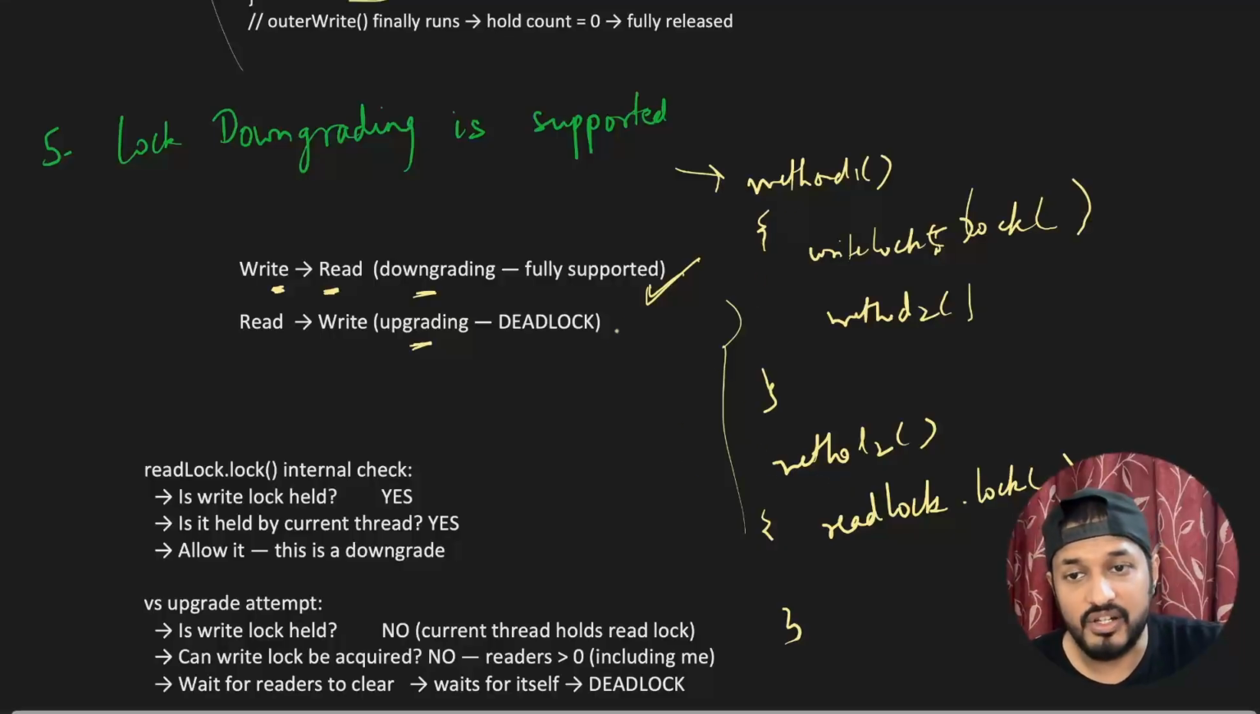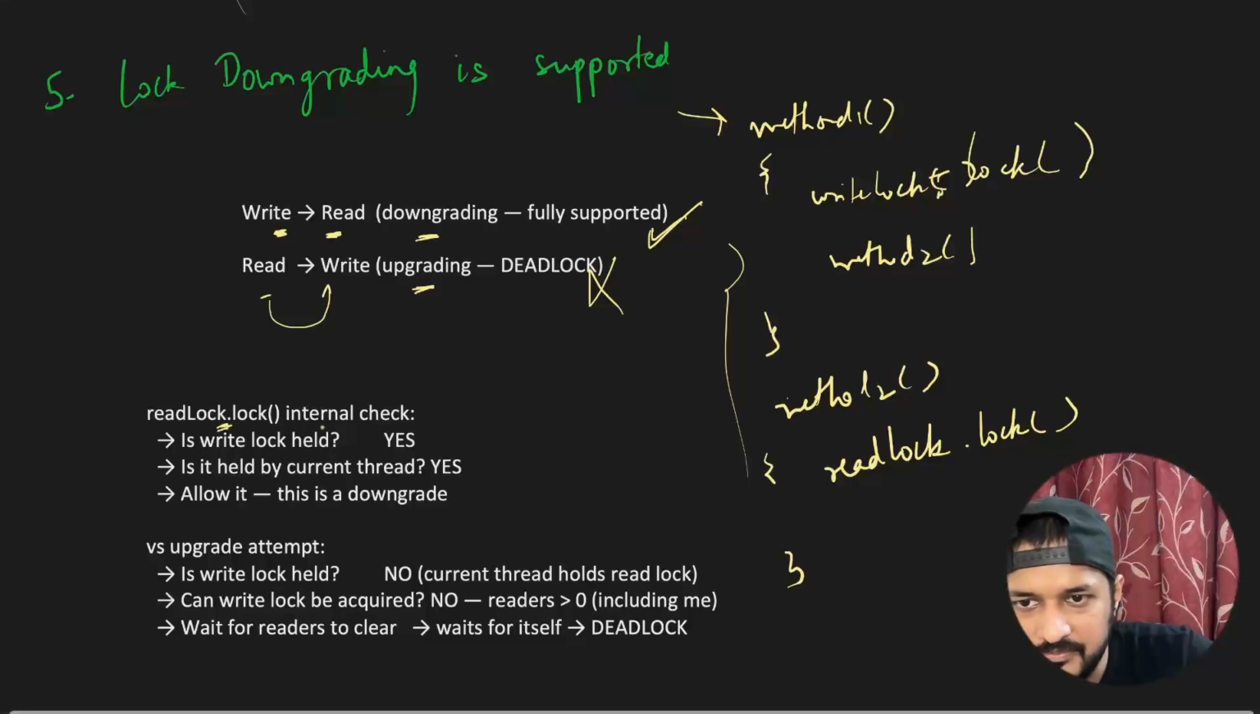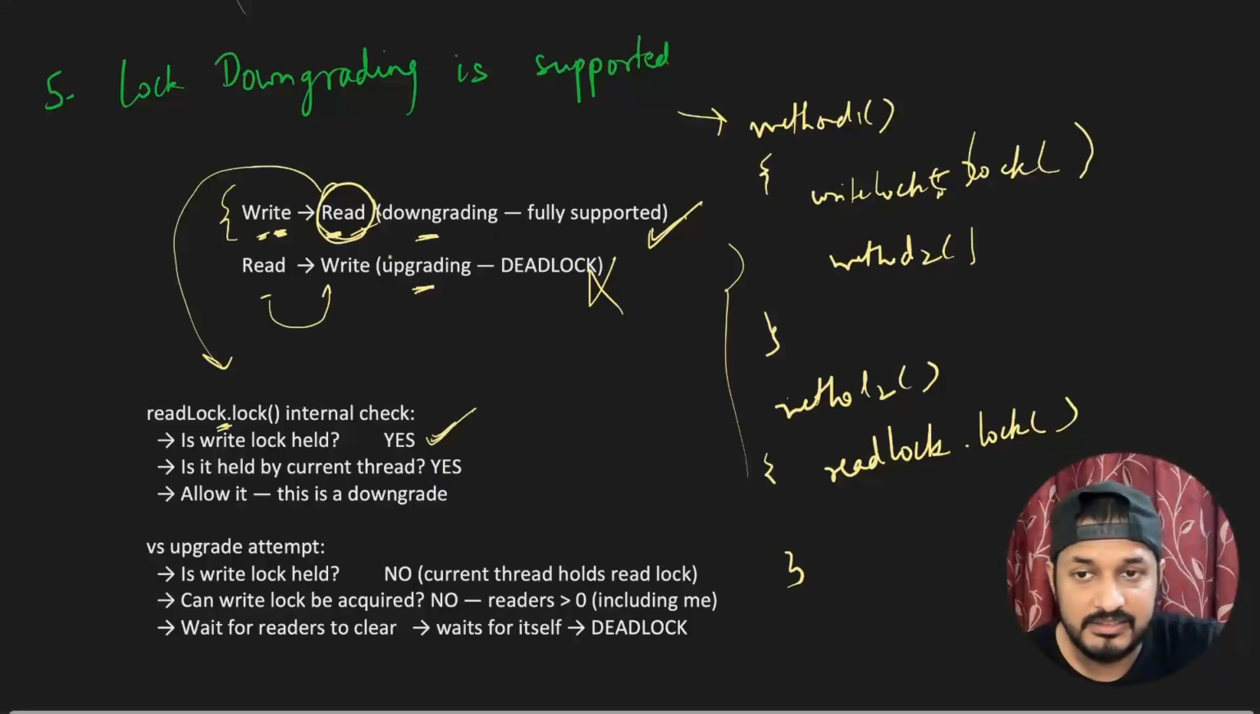But if a thread has already acquired a read lock and it is trying to acquire the write lock inside, then that is not allowed, correct? How does it work? Let's see. When you call readLock.lock, there is an internal check which checks whether a write lock is held or not. So after the write lock, when we try to acquire the read lock, what will happen? The internal check is whether a write lock is held. Yes. Is it held by the current thread? Yes. If it is held by some other thread, then it will not be allowed. But if it is held by the current thread, then allow it. And this is downgrade.